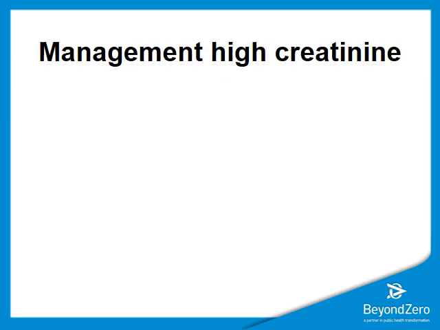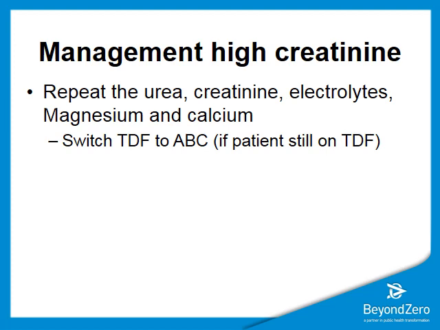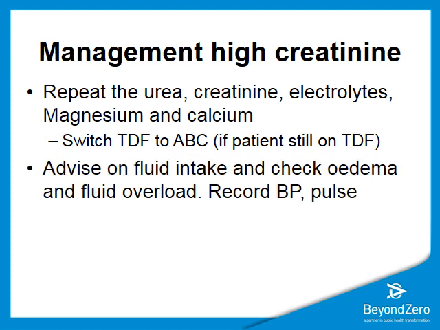So let's say you have a patient with DRTB with a high creatinine. How do we manage those patients? Important to repeat your urea, creatinine, electrolytes, magnesium and calcium. Sometimes it might just be a pre-renal strain on the kidneys. The patient might have been dehydrated, or the patient might have had a sepsis. If the patient is still on tenofovir for whatever reason, get them off onto either abacavir or AZT. In our other presentation, we speak about that in more detail.